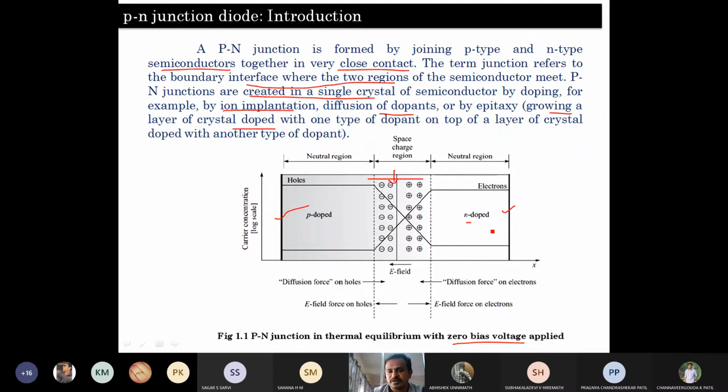As we are going to observe here in the diagram, we are going to find majority charge carriers and minority charge carriers. Both are there in the respective semiconductor material. P has holes as majority charge carriers, and N has electrons as majority charge carriers.